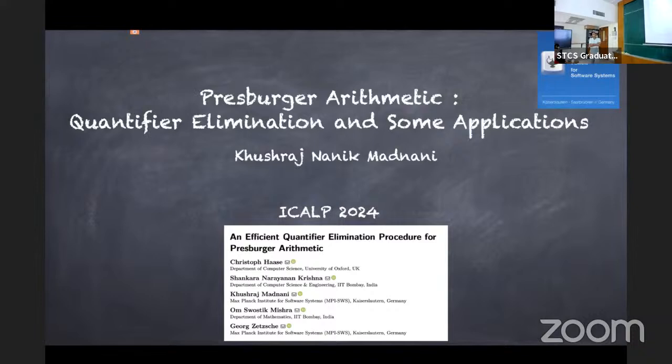And Khushraj works on several areas of models of computation like timed automata and vector addition systems, and also logics like timed logics as well as Presburger arithmetic. So I think today he's going to talk about Presburger arithmetic.